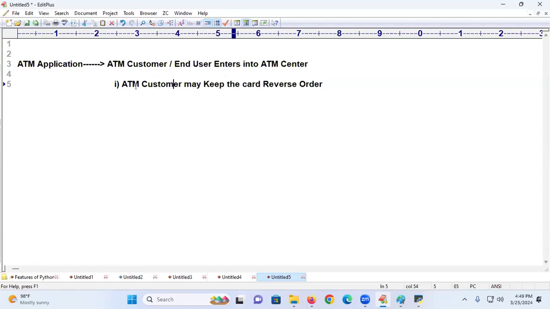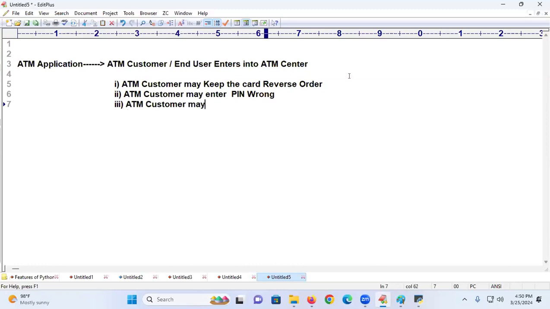When the runtime error is coming, this is one mistake. Okay, I'll come back. One more, what is it? The ATM customer may enter the pin wrong. They may enter it wrong or not? So you also experienced a wrong pin sometimes.